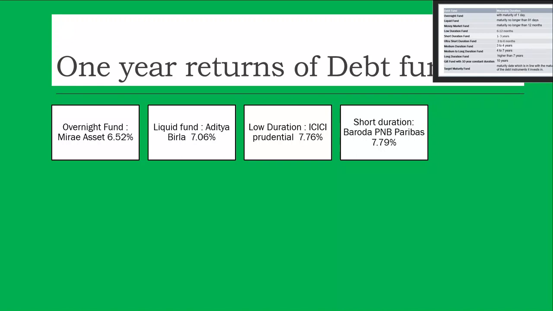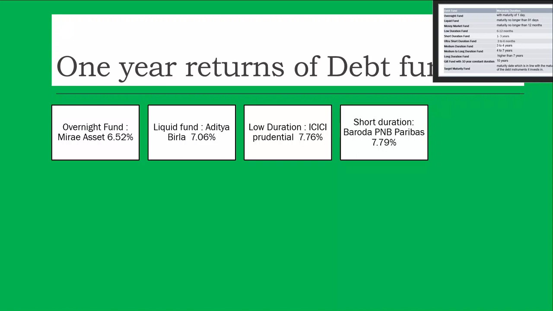1 to 3 years. Okay, just read it and let me know. Otherwise I have to shuffle to the slide. So it is giving 7. As the duration is going up, you're finding that the returns are going up, isn't it? Isme aap dekho, 7.06, 7.76, 7.79.